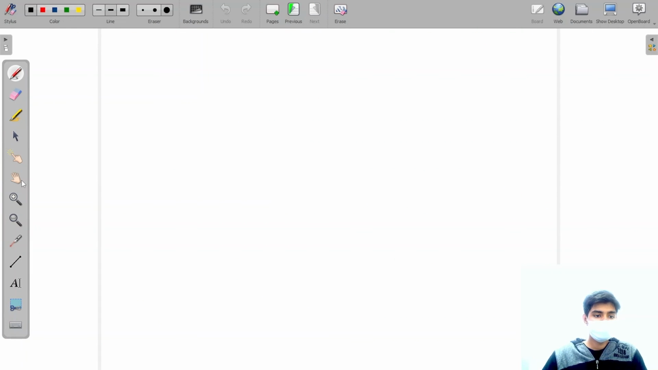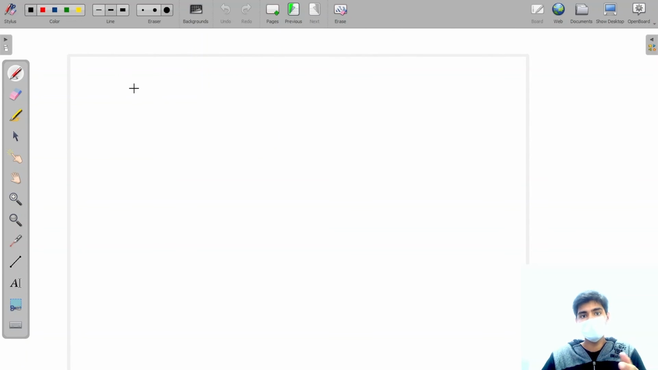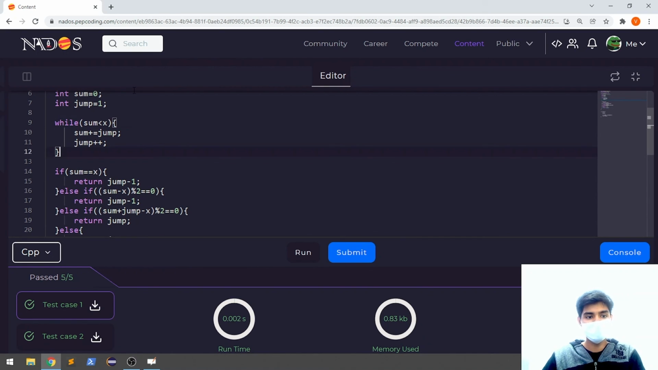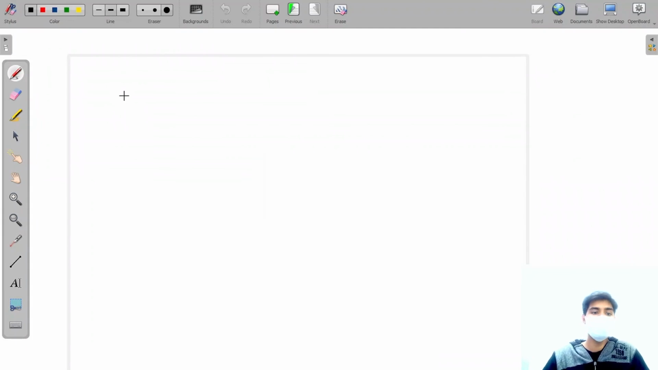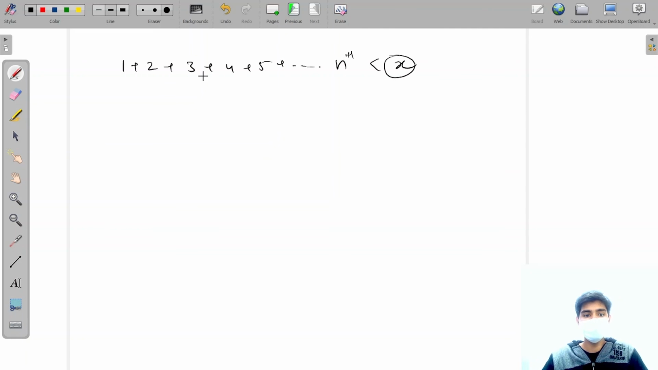So let's say I'm calculating the time complexity for this while loop, while sum is less than x. So what will be the time complexity? My sum is adding up: 1 plus 2 plus 3 plus 4 plus 5 and so on. Let's say n numbers, and the total sum is going to be less than x.